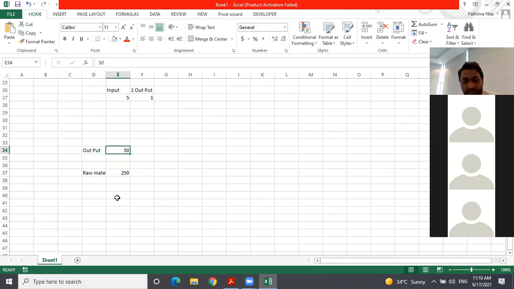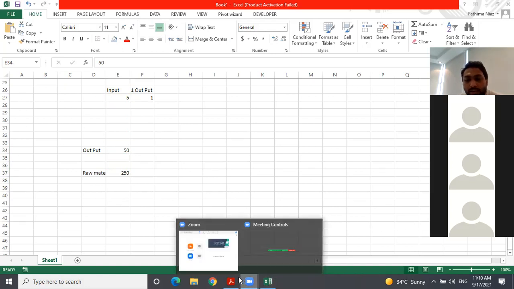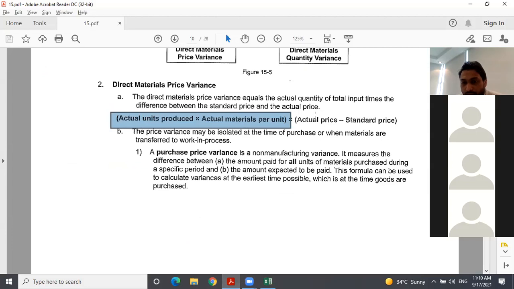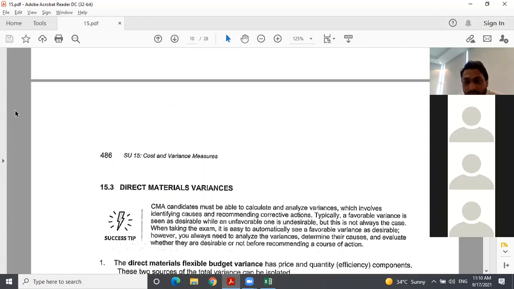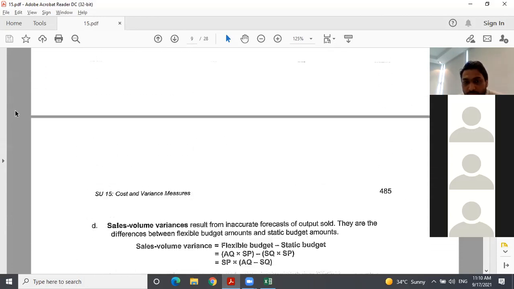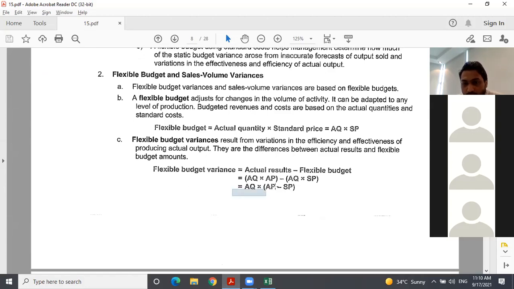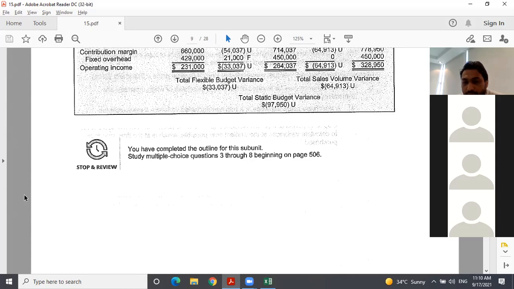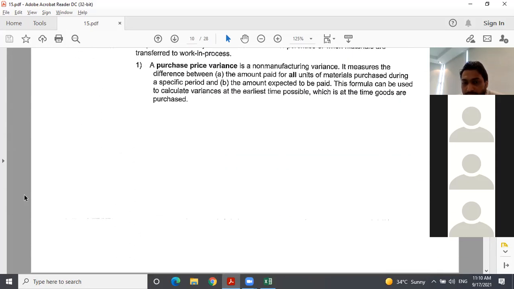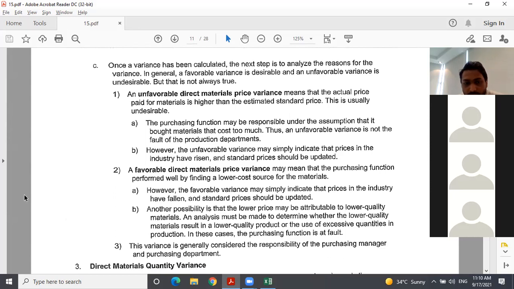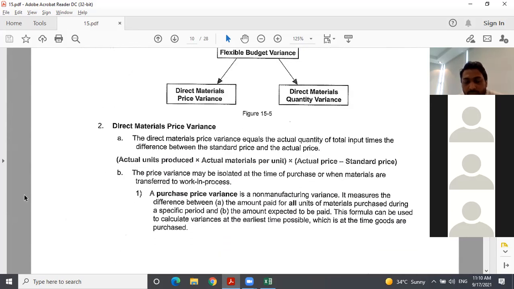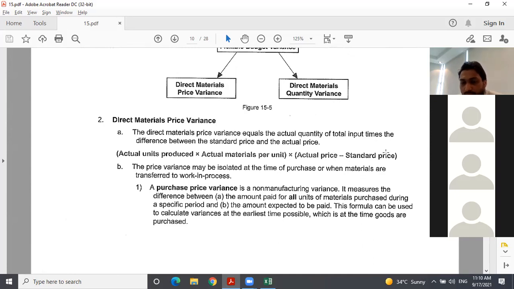Yes. So that is what we are calculating here. Into actual price minus standard price. See here, what the formula we had here before? Actual quantity into actual price minus standard price, right? That is the same thing we are doing here. Actual price minus standard price. So this is the actual quantity. Got it?